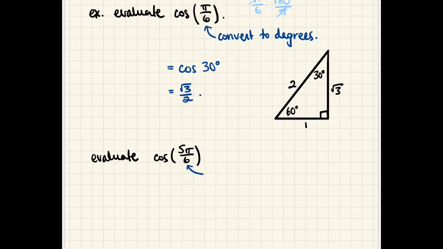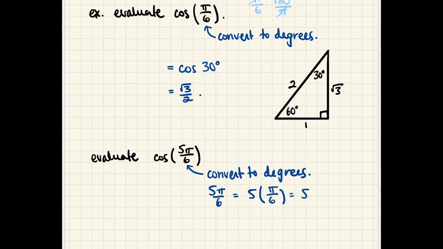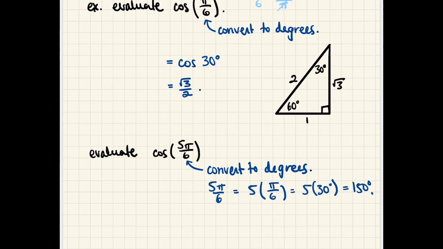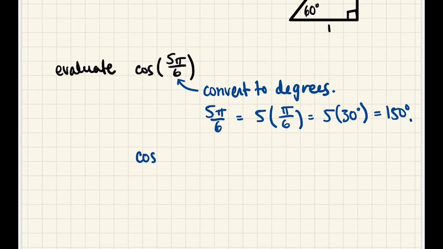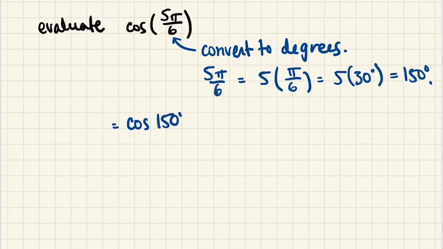Okay, once again, we're going to convert this to degrees. So 5 pi over 6 is like 5 pi over 6's. So that's 5 30 degrees, which is 150 degrees. So this is like asking, what is the cosine of 150 degrees?